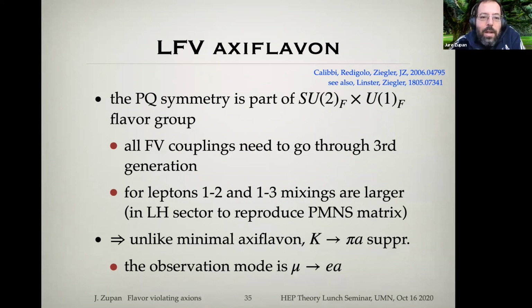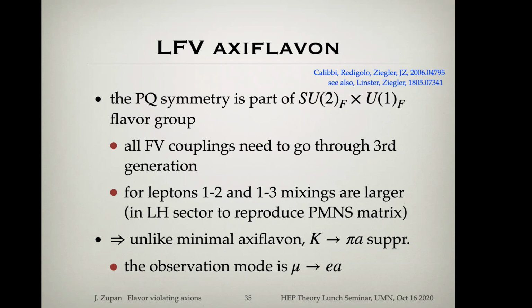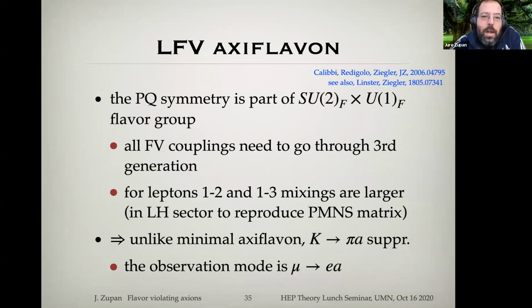What you have here is the PQ symmetry is part of this SU(2) cross U(1) flavor group. The ugly part you need to assume is that there have to be two breakings, one for the quark and one for the lepton sector. So the f_a for the quarks needs to be higher, and then you have mostly couplings to the leptons. But the fact that the flavor violating couplings for the leptons are bigger does not depend on this. It's just the structure which is already built into the SU(2).